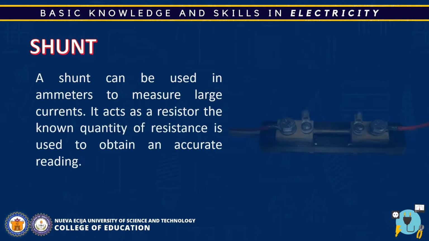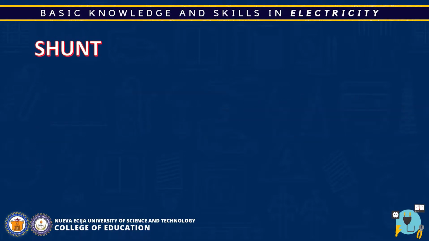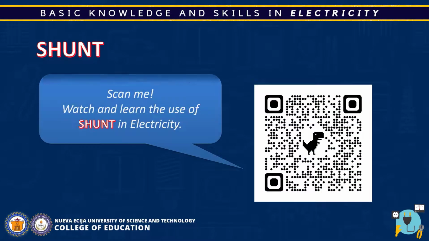Shunt. A shunt can be used in ammeters to measure large current. It acts as a resistor with a known quantity of resistance, used to obtain an accurate reading. Scan the quick response code to learn more on how shunt works and is used in electricity.